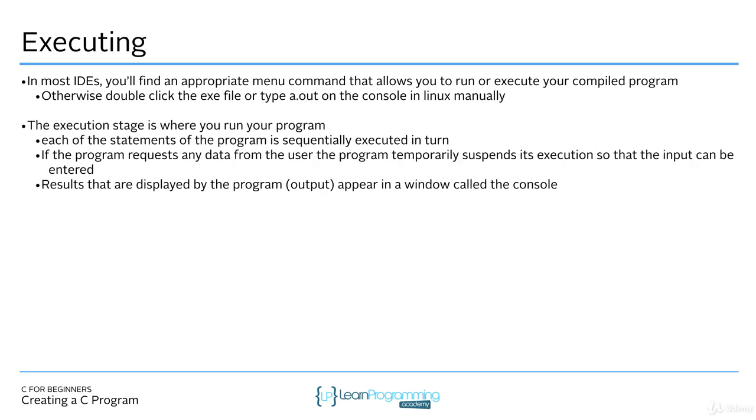So the execution stage is where you run your program. Each of the statements of the program is sequentially executed in turn. If the program requests any data from the user, the program will pause and get that input. It can get the input via the keyboard, or via a graphical user interface if you have libraries for that in your C code. Results that are displayed by the program appear in a window called the console. And we're going to show you examples of this when we talk about Code::Blocks. But when you run your program, typically you're going to see output. Not always. Sometimes programs will do things that don't produce output, but usually they do, and you see the output right on the terminal or the console.